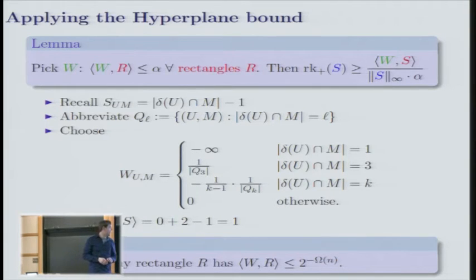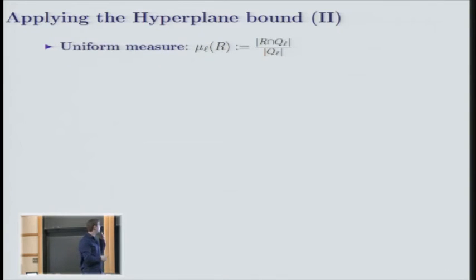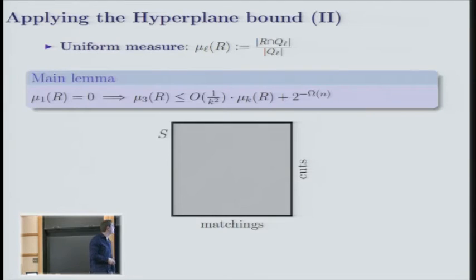Let me introduce a little bit more notation. I want to talk more about measures instead of how many entries you have. So let me define the Lth measure of a rectangle. This is the number of entries where you share precisely L edges, divided by the total number of entries where U and M share precisely L edges. So this is just the corresponding measure.